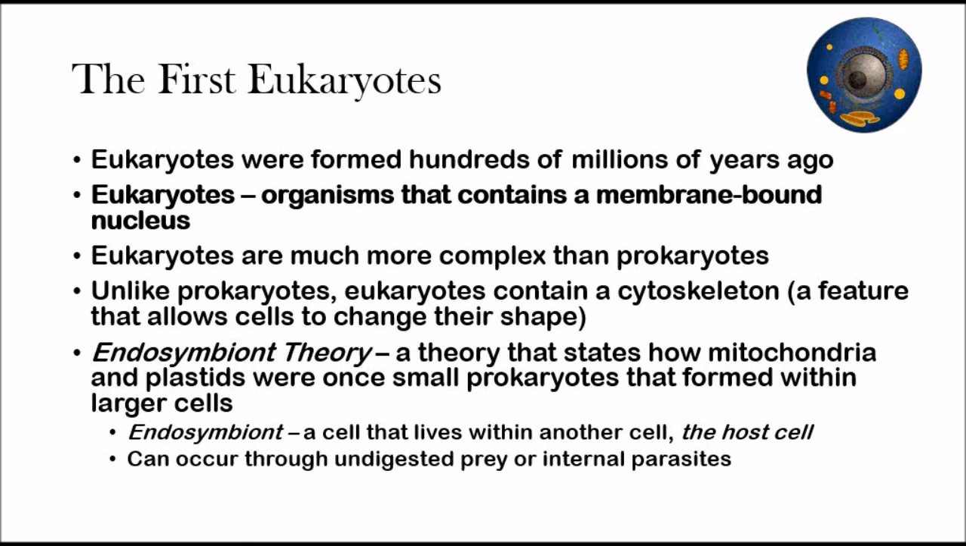Now, when you talk about eukaryotes, we talk about the endosymbiont theory. This is a very critical theory. It states that mitochondria and plastids or chloroplasts were once small prokaryotes that lived within larger cells. Okay, so it basically describes how chloroplasts and mitochondria started to emerge within cells. An endosymbiont is a cell that lives within another cell, the host cell, and it can occur through undigested prey or parasites.